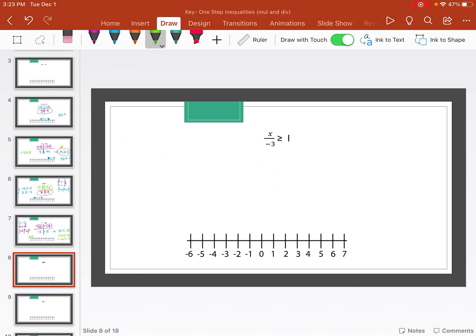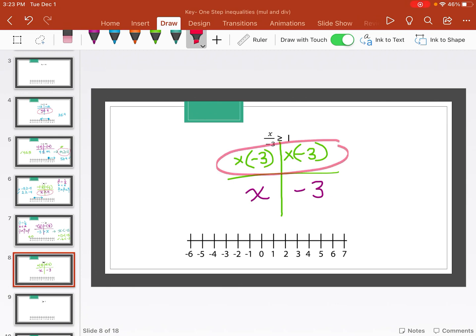Okay, this one looks a little bit different because the variable's inside of the fraction. Remember when it's set up like this, it just says x divided by -3. So since it's dividing by -3, I'm going to do the opposite and multiply by -3 on both sides. Multiply by -3. So I get x over here. 1 times -3 is -3. Again, in this step, I'm multiplying by a negative. So yes, I do need to flip my sign. So x is less than or equal to -3.